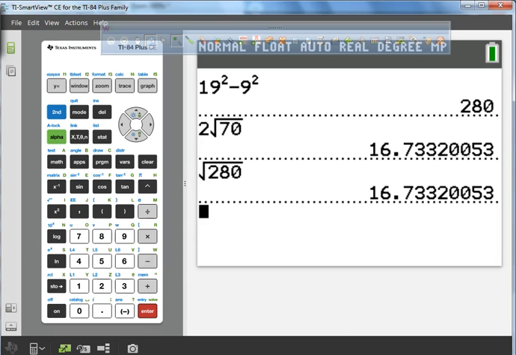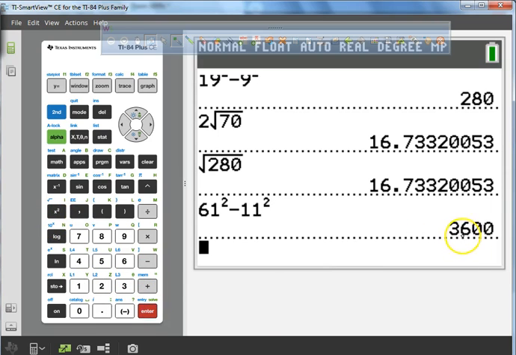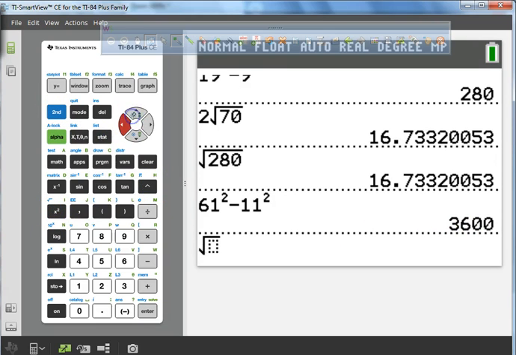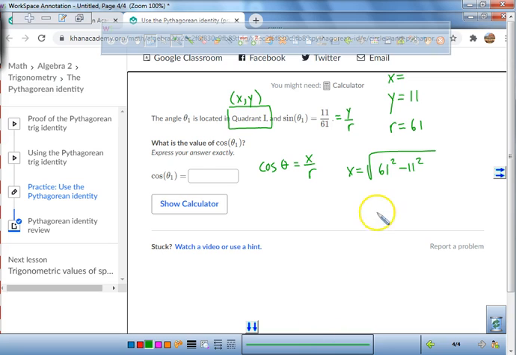So I'm going to do that in the calculator right now. 61 squared minus 11 squared. Voila, what do I get? 3,600. So we take the square root of that guy right there, which we know is going to be, oh, it's going to be 60. But I'm just going to do it anyways. Here we go. Boom. So right now, I know my x value will equal 60 because this was the square root of 3,600. So now I'm going to put 60 right there.